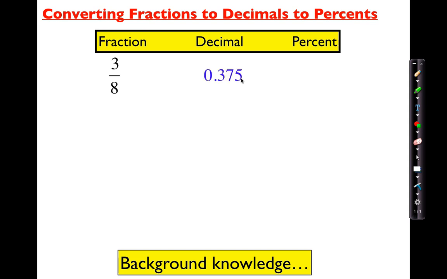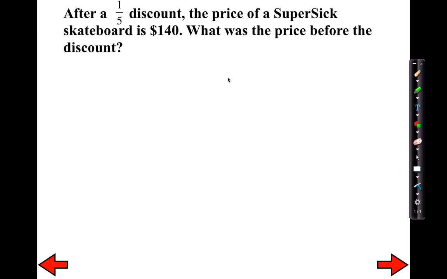3/8, same idea. You're going to divide to get a decimal. To turn into a percent, just move that decimal over 2 places, and then you would have a percent, in this case 37.5. So all of these are equivalent. They're just different ways of expressing it. One is a fraction, one's a decimal, one's a percent.